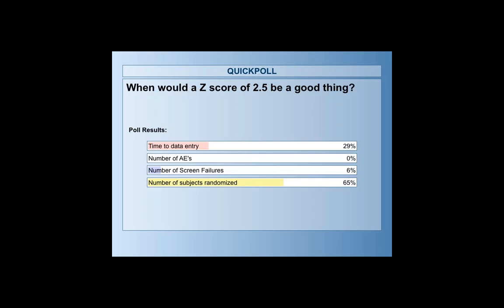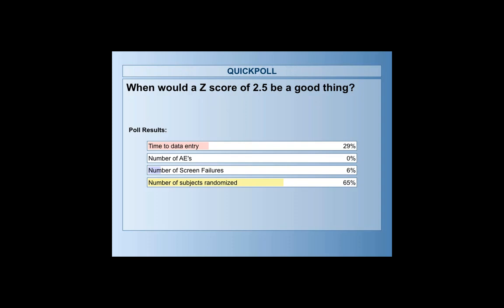So time to data entry, 29% said that, and number of subjects randomized, 65%. Well, the answer is really 65%. And I think that you might have gotten confused on time to data entry. If the number had been minus 2.5, that would have meant that you are 2.5 standard deviations below the mean, which means that you are probably one of the fastest ones entering data.